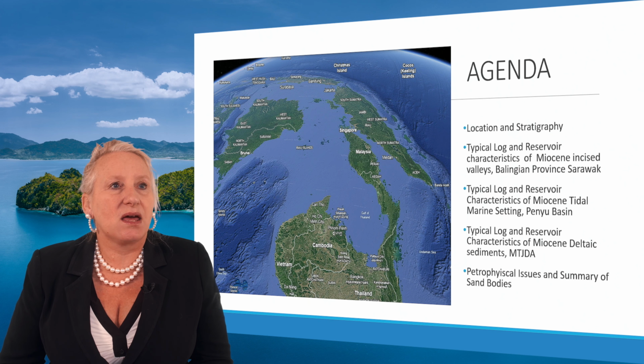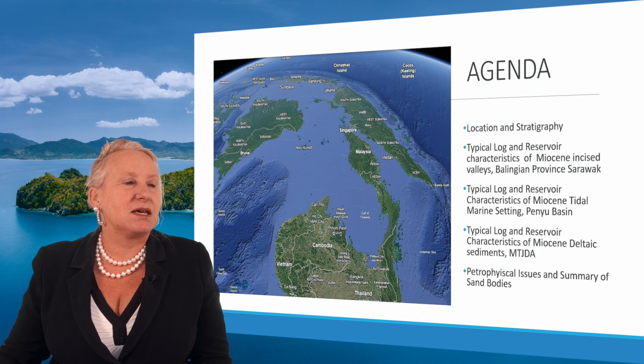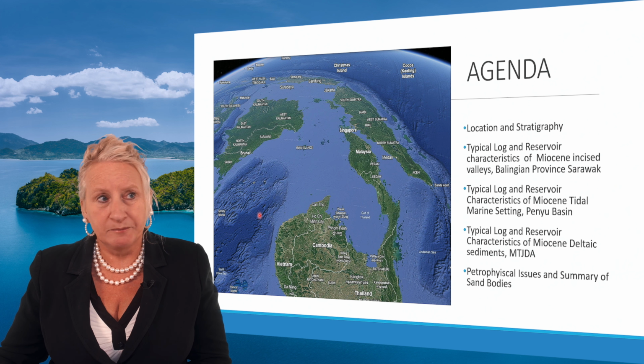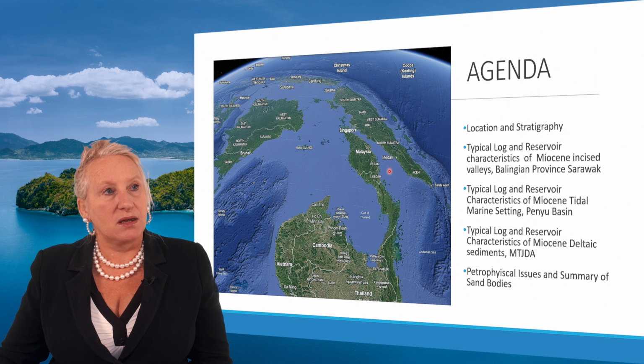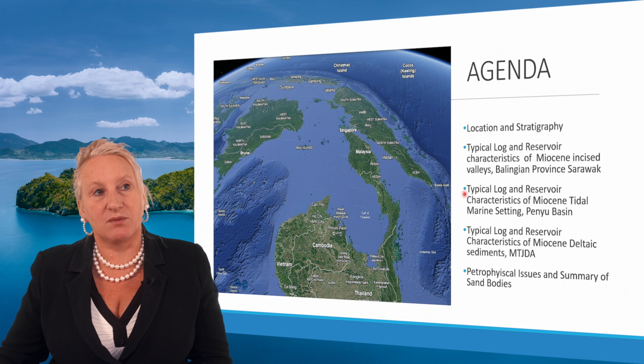So the agenda: we're going to identify the location and stratigraphy. As we can see here on the map, this is Sarawak, this is the South China Sea, and the Spratly Islands here. The darker color is the deeper water. Here is what is known as the Sunda Shelf, a shallow platform that surrounds Singapore, Malaysia and Thailand, and goes into the Malacca Straits, and then we have that subduction zone.